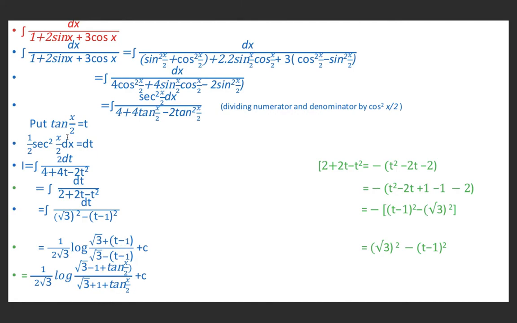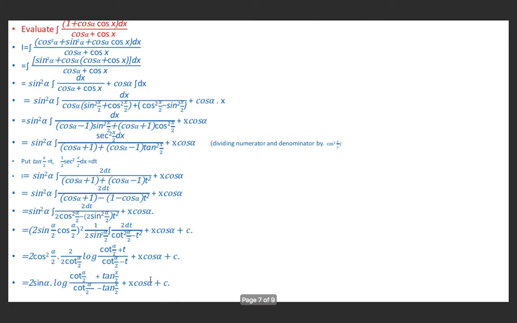But t is nothing but tangent x by 2. So 1 upon 2 root 3 log under root 3 minus 1 I have written here, t is tangent x by 2, under root 3 minus and plus 1 I have written here, tangent x by 2, plus c. C is the constant of integration. One more example of this type.